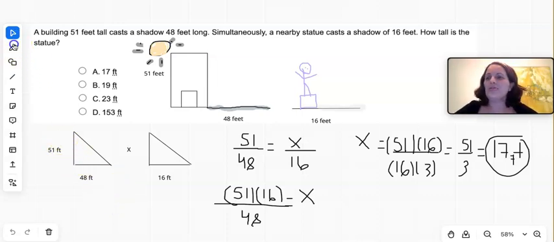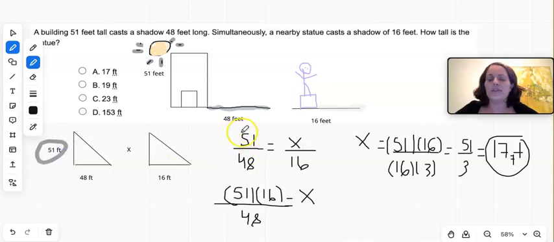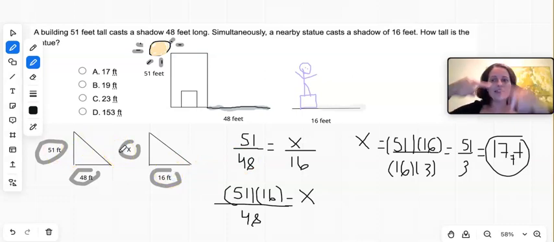I'm going to grab this 51 right here, and I'm going to put it on the top, over 48, and I'm going to put it here on the bottom, equals X over 16. Very important: 51 and X match, 48 and 16 match. From there, I need to figure out the value of X, and that's going to tell me how tall the statue is.